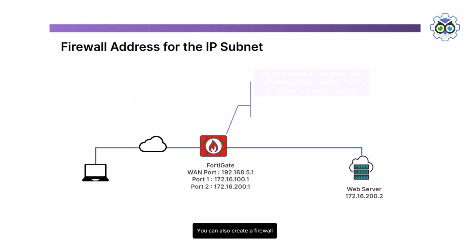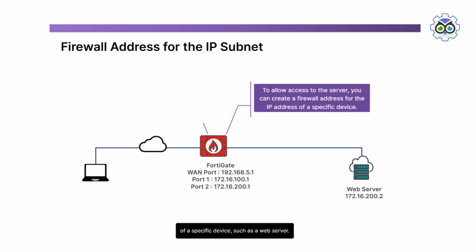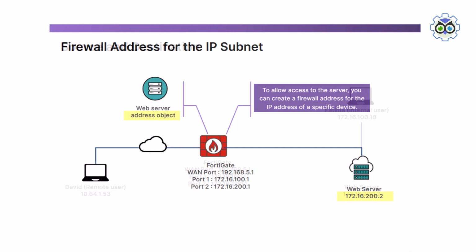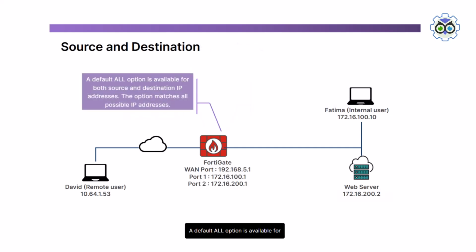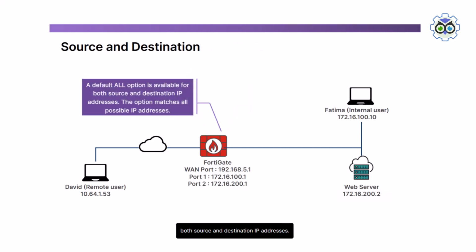You can also create a firewall address for the IP address of a specific device, such as a web server. You would use this address as the destination in any firewall policies that you want to allow access to the server. A default all option is available for both source and destination IP addresses. The option matches all possible IP addresses. To set a source user, you configure firewall authentication and then select either specific users or user groups.